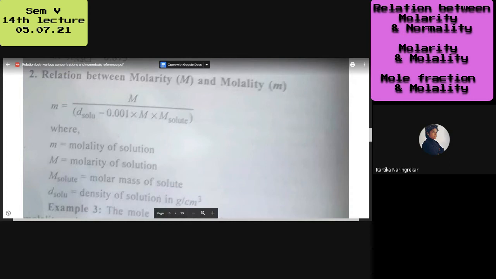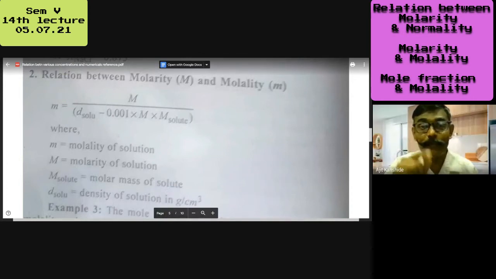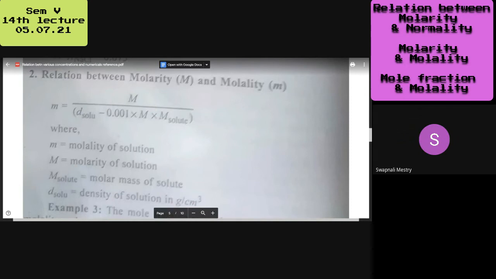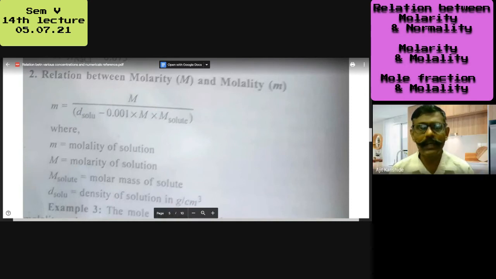M solute, molar mass of solute. What is the unit of molar mass of solute? Actually, we are representing in terms of gram. What's the unit? I told you already. While finding number of moles, we divide the amount by M solute. What is the unit of M solute? Gram. Yes, we are representing in terms of gram.